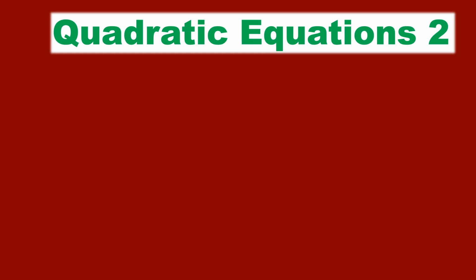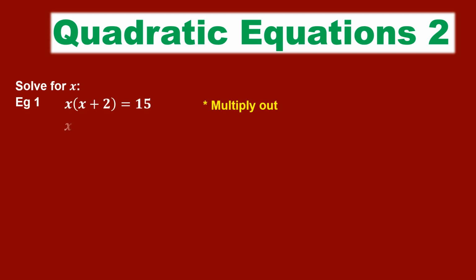We've looked at some basic quadratic equations, so let's take the time quickly to look at two more equations that are just slightly different. In the first equation, we have x multiplied by x plus 2 is equal to 15. Now the first thing we're going to do is multiply this equation out. Multiply that x into the bracket. So we end up with x squared plus 2x is equal to 15.